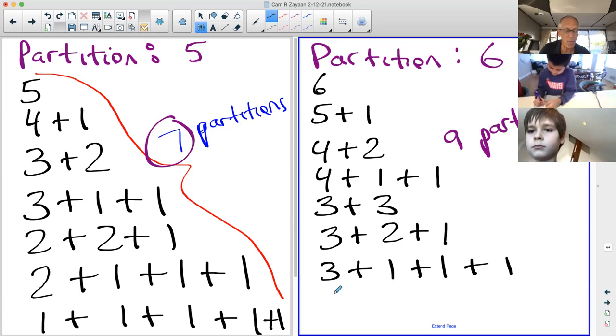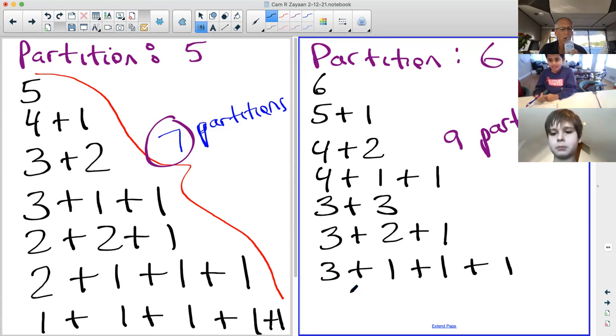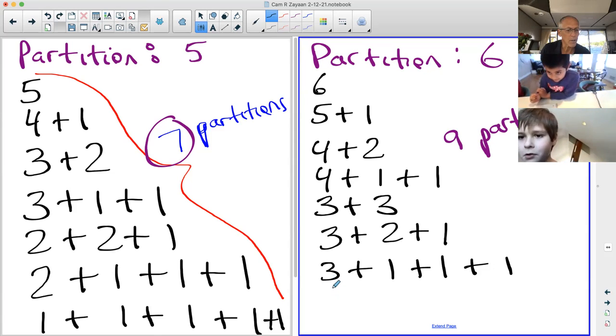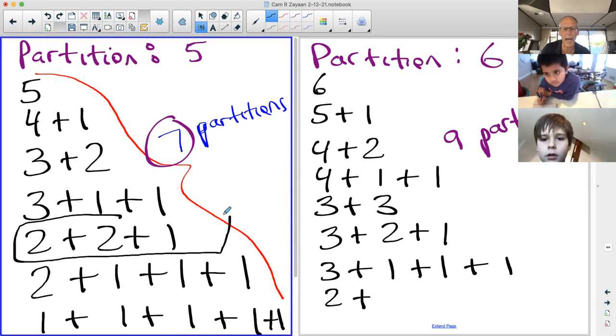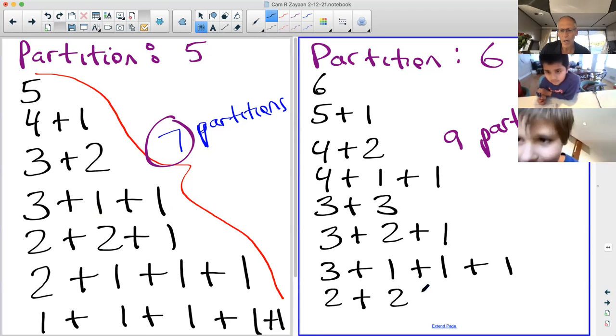All right, Cam, the next one's a lot of fun. Can you do the next one? What does it start with? You tell me. Can it start with a 3 or does it have to start with the next number? Next number. Absolutely, 2 plus 1. No, never use a smaller number until you have to. Remember what Zayaan did here, Cam. This is the one you missed last time. 2 plus 2 plus 2. Yes, very, very nice.